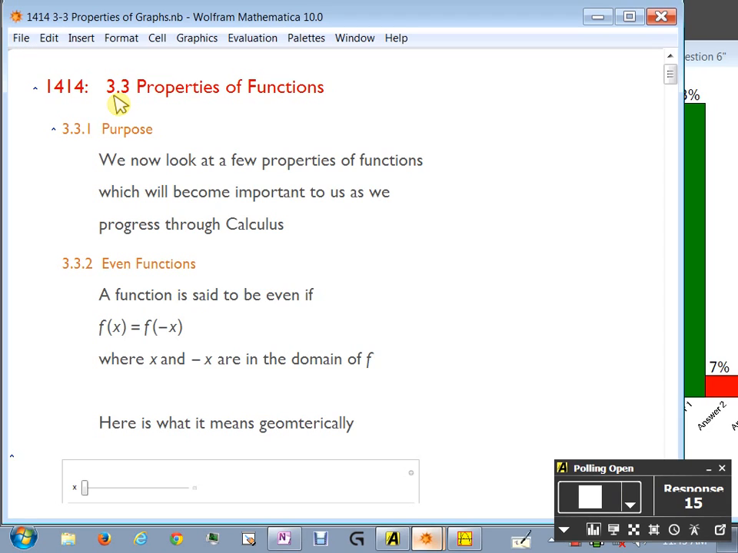I've got a bunch of 3.3s over here. Who needs 3.3? Just one? 3.3 is the real big one.